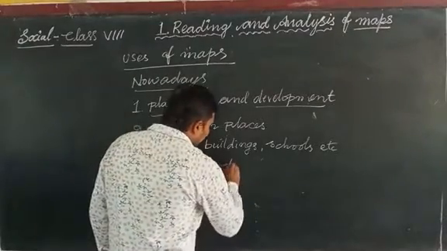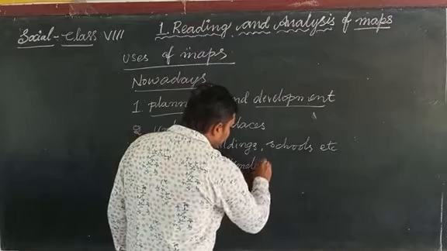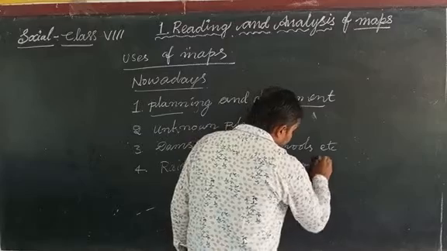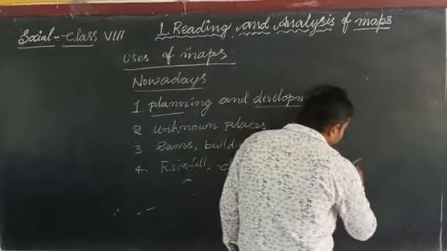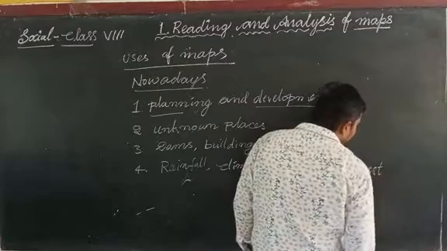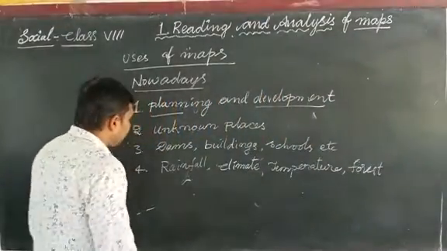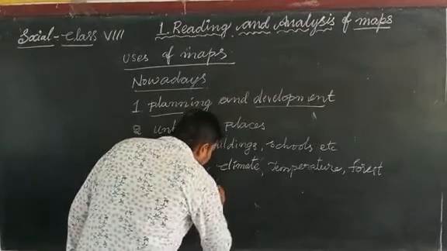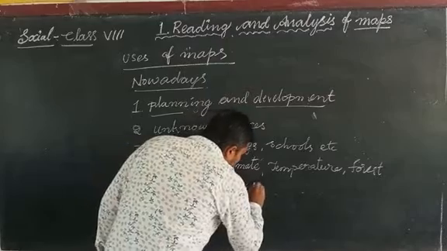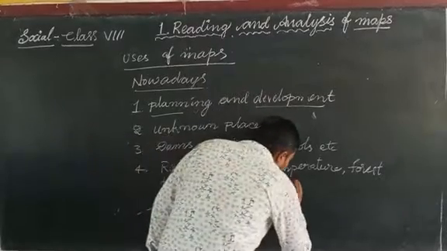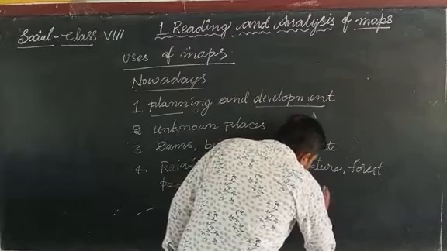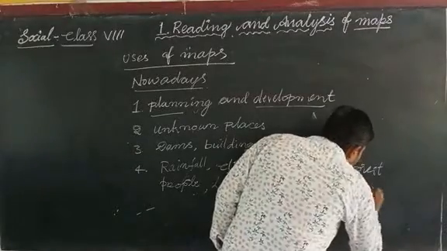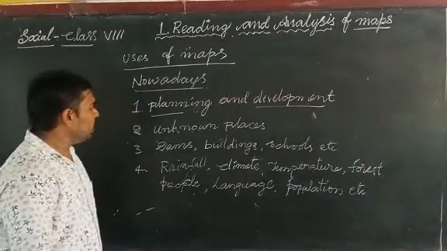Rainfall, climate like temperature, climatic maps, about temperature, forests, to show the forests, and about the people and language and population, about the population of a place. Okay, these are all the uses of maps which we are using nowadays.